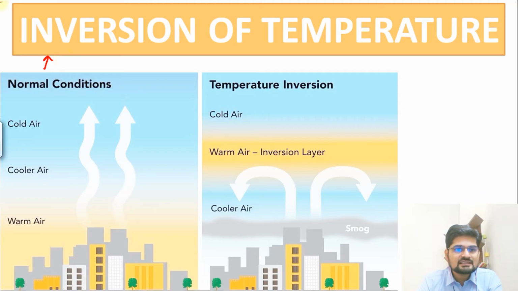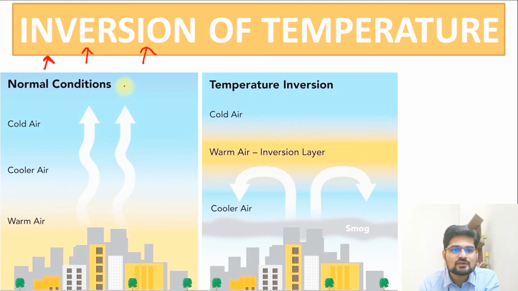So after we have discussed in previous lectures about lapse rate and adiabatic lapse rate, now it's time that we understand inversion, or the reverse of lapse rate, as a phenomenon which is important for vertical distribution of temperature. So this is called inversion of temperature. This is the reverse of the lapse rate that we see.